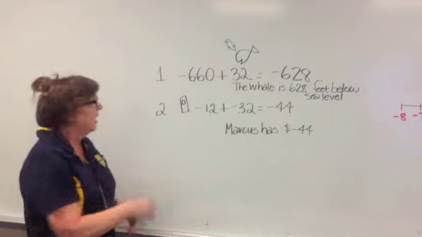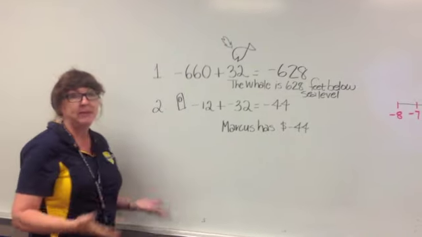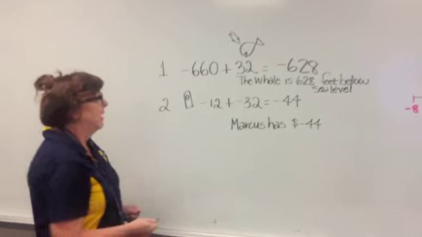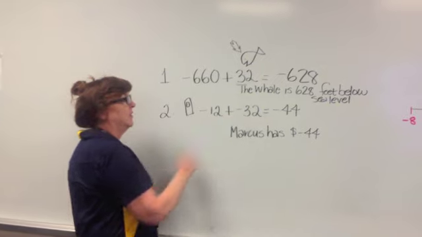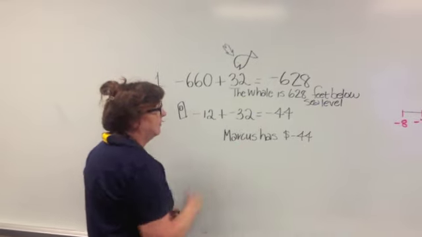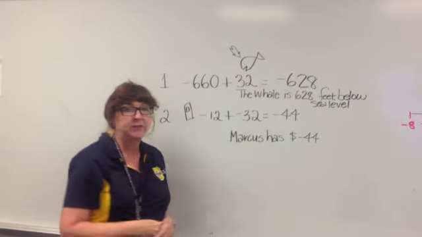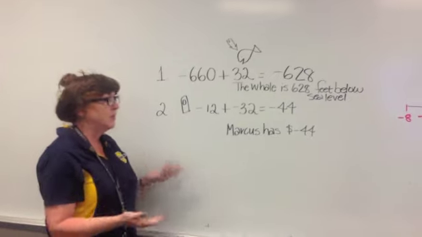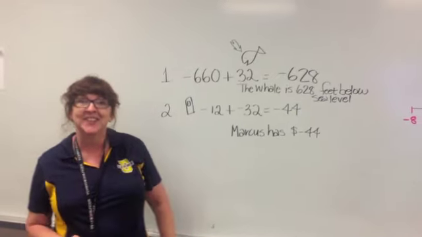That makes sense. Question number 2 talks about an MP3 player. I don't know that those are even around anymore. But it's negative 12 plus negative 32 equals negative 44. So Marcus has negative $44, or he's in the hole. He didn't have any money in the bank. Okay? So those are your answers, and I'm going to sing you a little song.